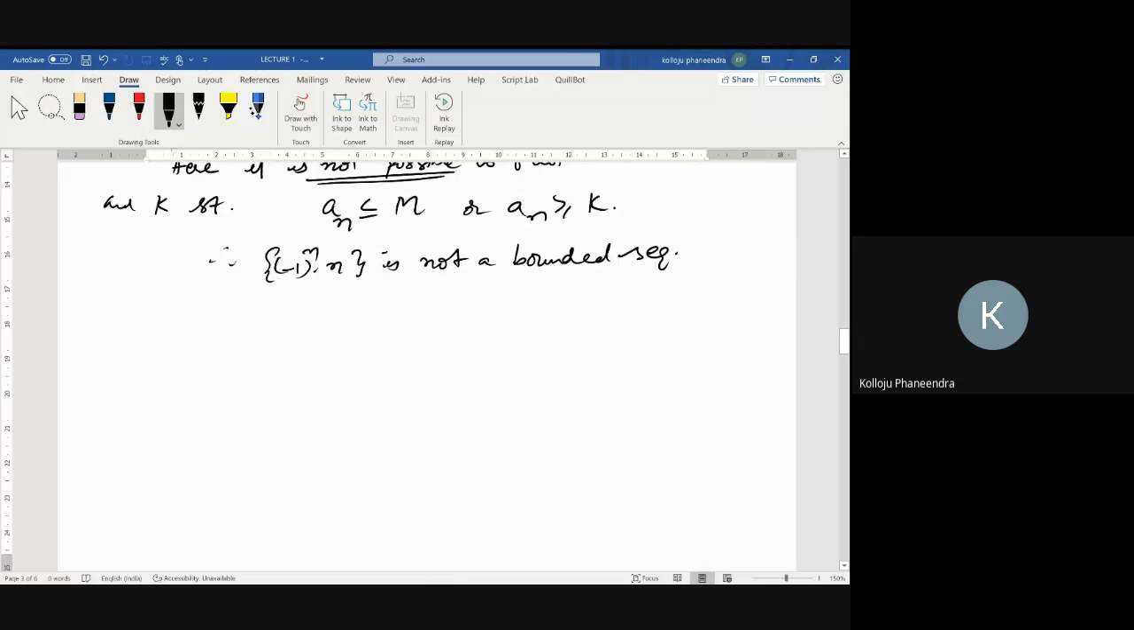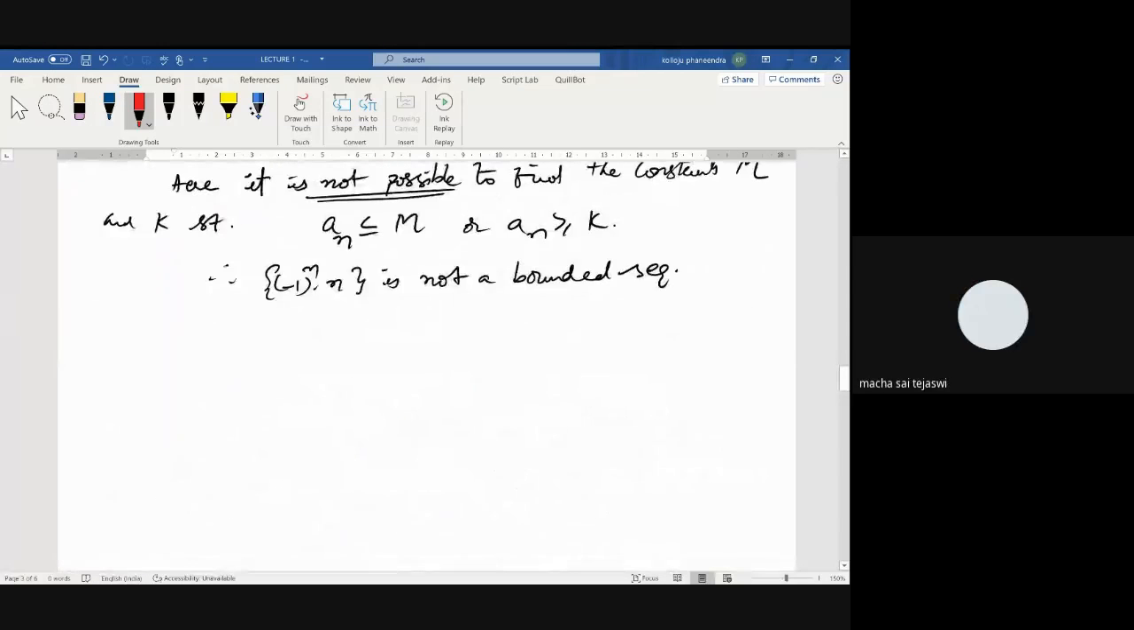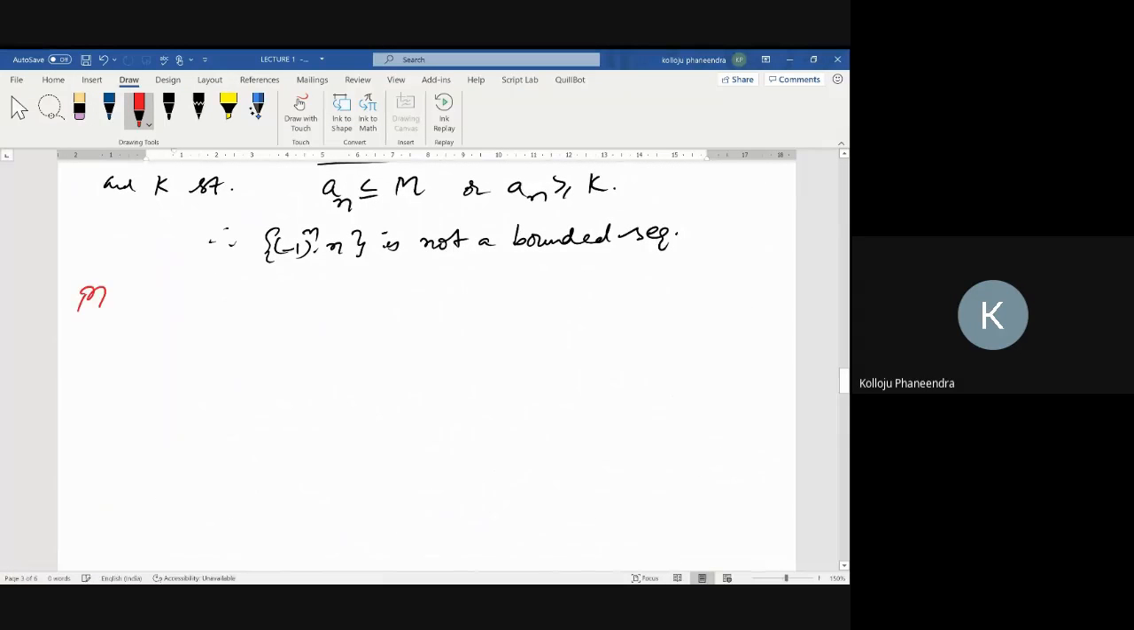Any doubts? If there is no doubt, I will proceed to the next one. Yes, sir. Next one is monotone sequence.